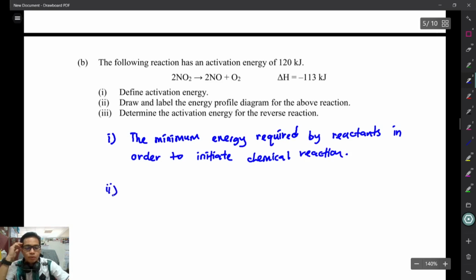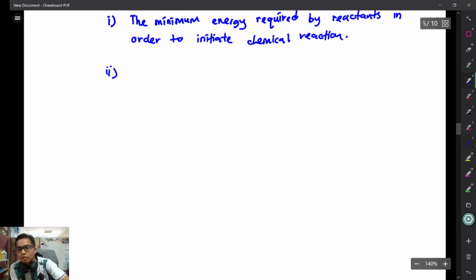Number 2. Draw and label energy profile diagram for the above reaction. Number 3. Determine the EA for the reverse reaction. I think this question is similar to the previous one, number 8B. 9B and 8B are not exactly the same, more or less similar. Okay, since it is asked, we just do it.